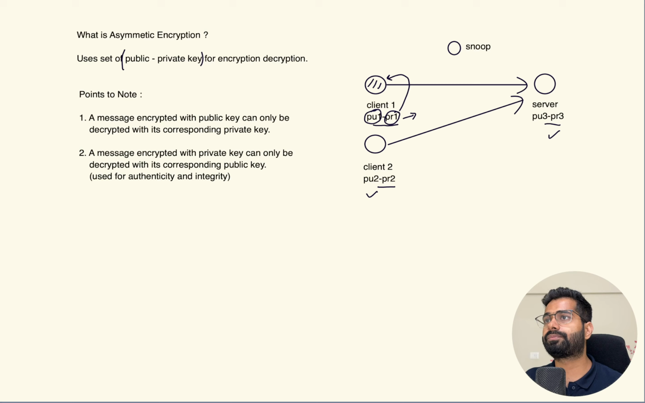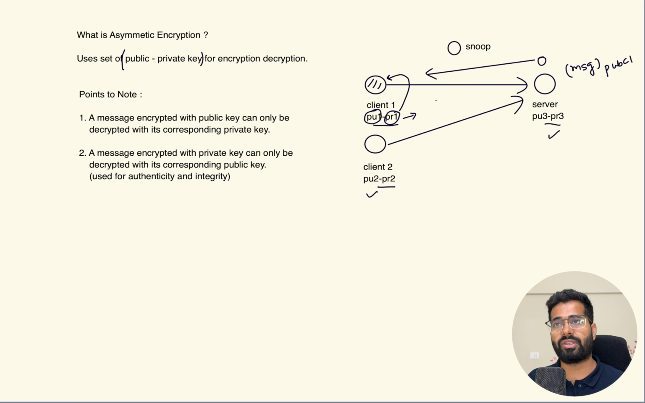Now, let's say the server wants to send a message to the client. What the server will do is encrypt the message using the public key of the corresponding client, or public key of C1. The expectation is that the public key can be known to the other computers.